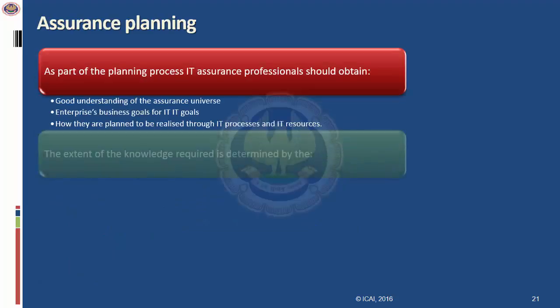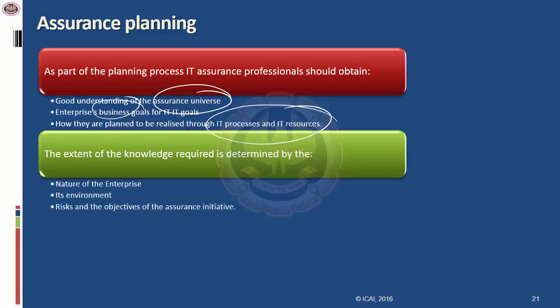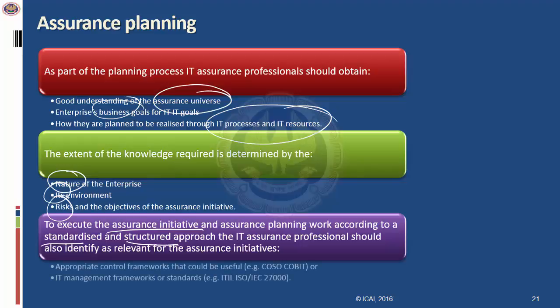What is assurance planning? Now this gives you more clarity on this. First, you need to understand the assurance universe, understand the business goals, how these are going to be audited, the specific IT process and the IT resources. Now, the level of understanding and knowledge you need depends on the nature of the enterprise you're auditing, the technology environment, the specific risks pertaining to the assignment, and also the objective. To perform this assignment, you need to adopt a standardized and structured approach. And this is where COBIT could be useful.